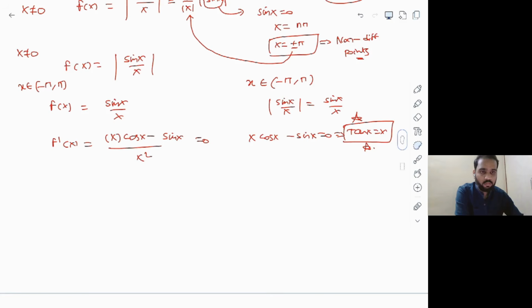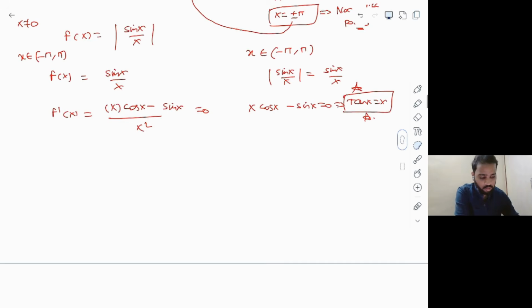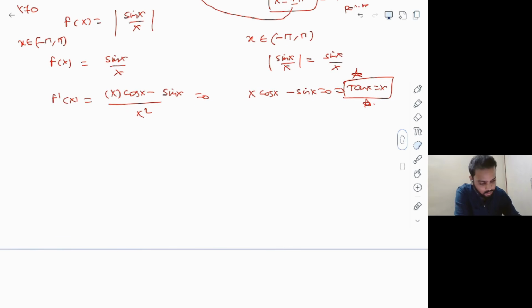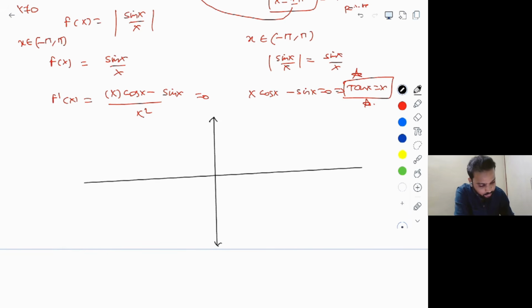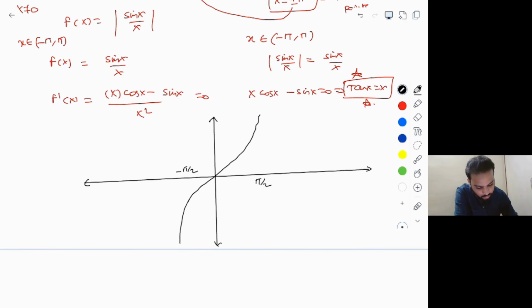But this is a trigonometric equation which cannot be solved directly. You obviously have to go for the graph of tan x and also y is equal to x. So let's do the graph and verify. So this is your graph for tan x, a rough graph. This is pi by 2, minus pi by 2. Similarly, this is minus pi, and you can extend the graph.